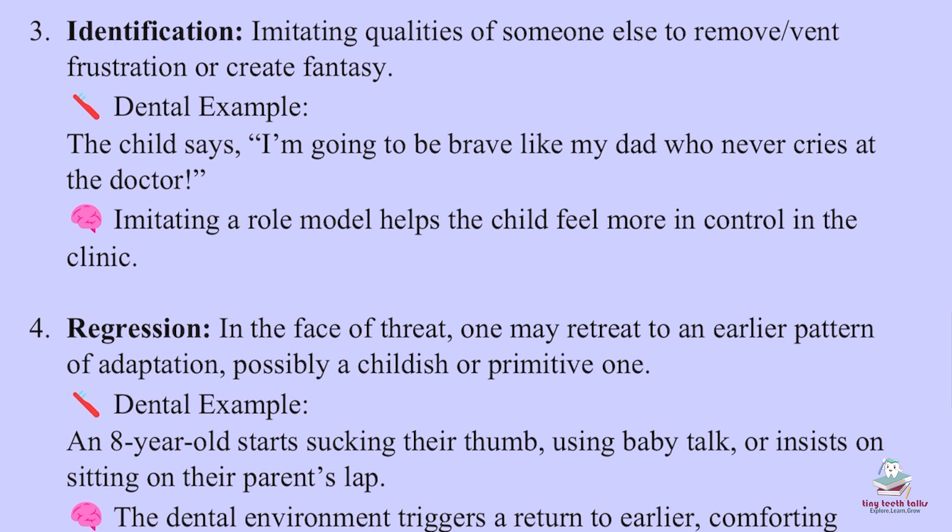Third is identification. So imitating qualities of someone else to remove or vent frustration or create fantasy. The child copies someone they see as strong or brave. For example, the child says, I'm going to be brave like my dad who never cries at the doctor. So imitating a role model helps the child feel more in control in the clinic.